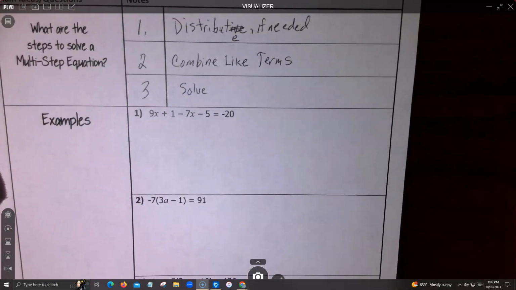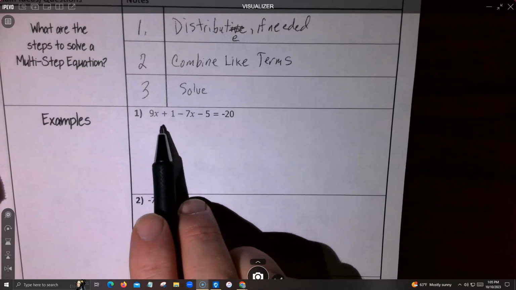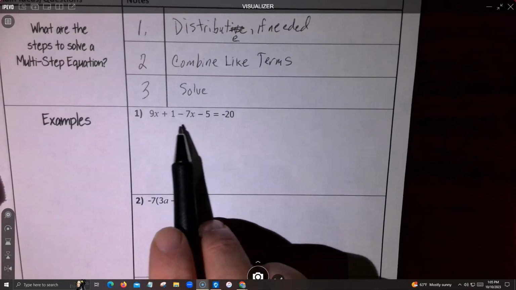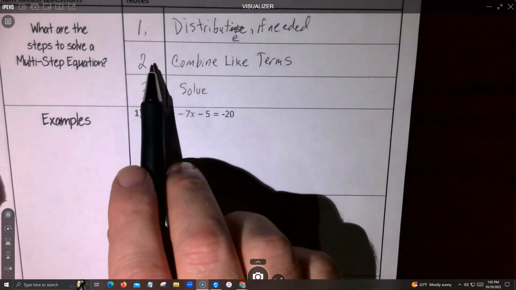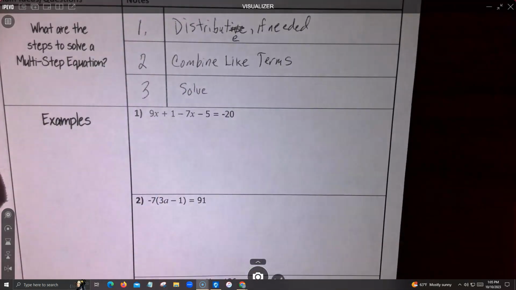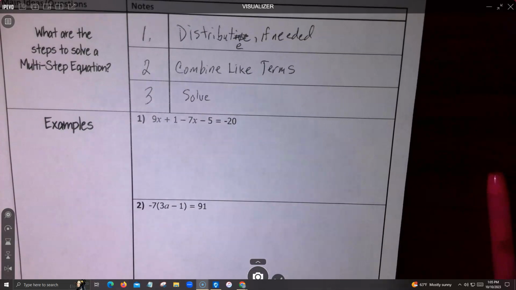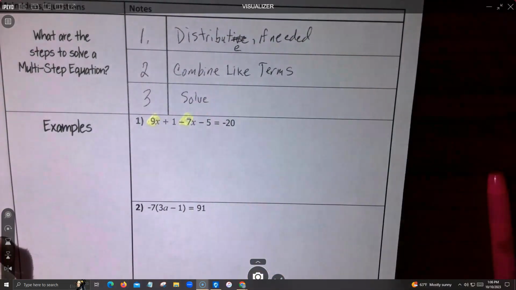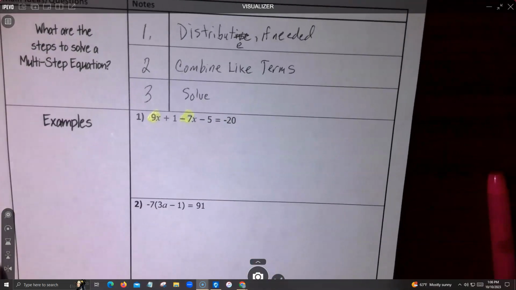All right, number 1, distribute if needed. There are no parentheses, so there's nothing to distribute. So step 1, I can skip. Step 2, combine like terms. So I'm going to put things that are alike together. Remember, we did this in chapter 1. So those two will be put together.